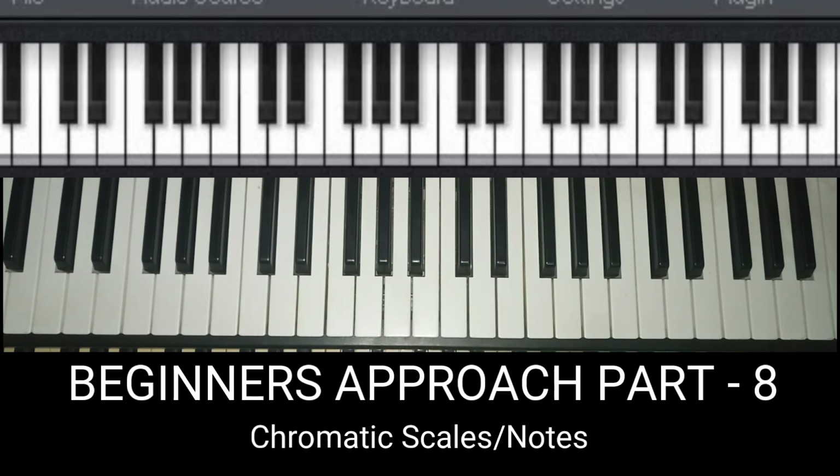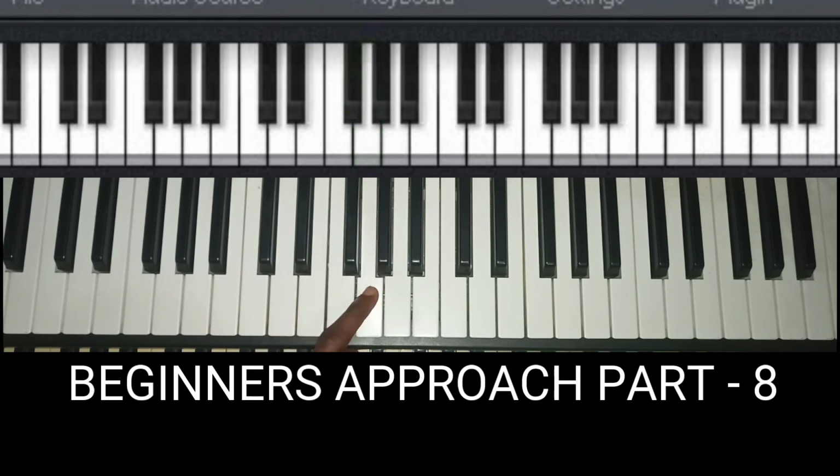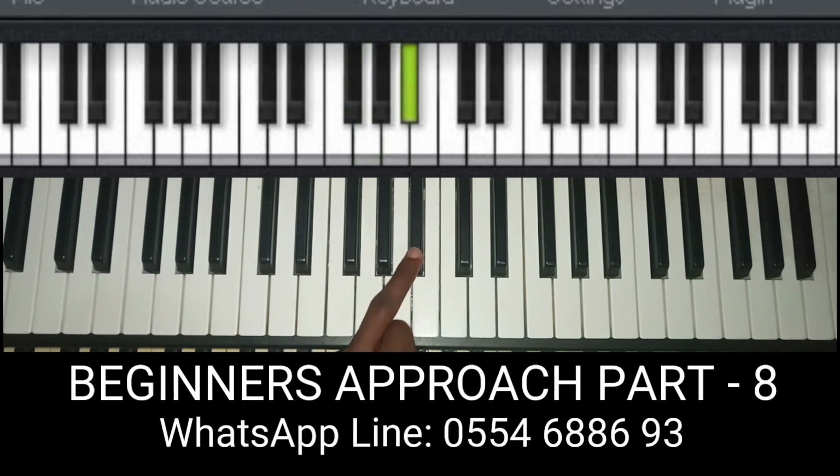So chromatically, this is how they are: do, di, re, ri, mi, fa, fi, so, si, la, ta, ti, do. Then you can use the flat 6 and the flat 7 as we learned earlier on.